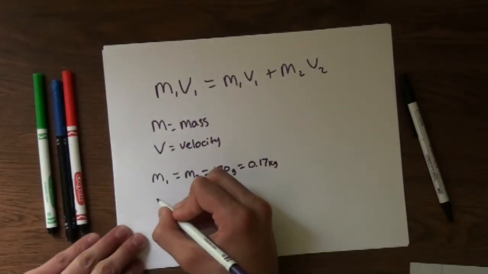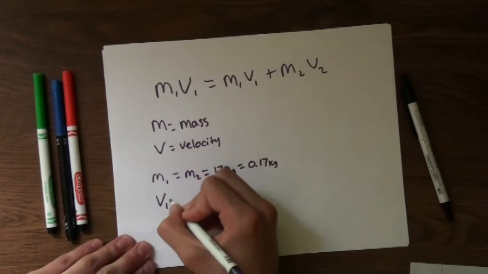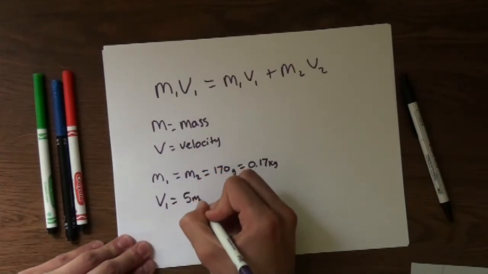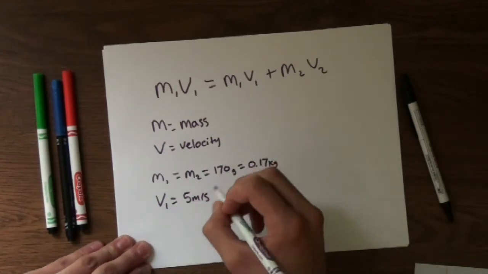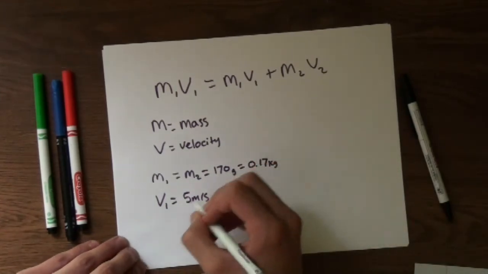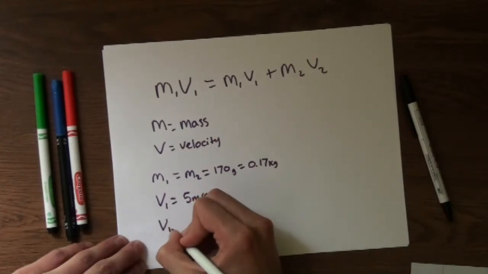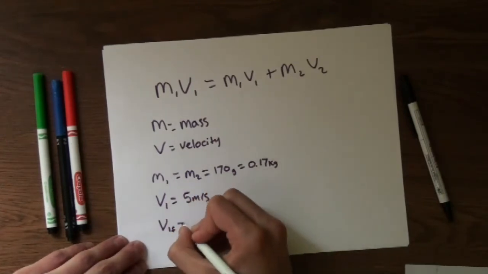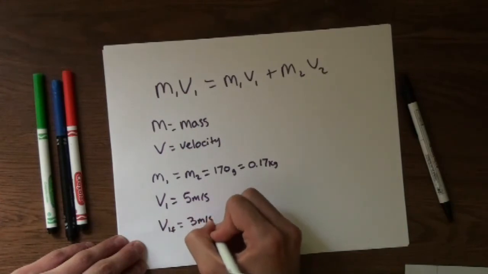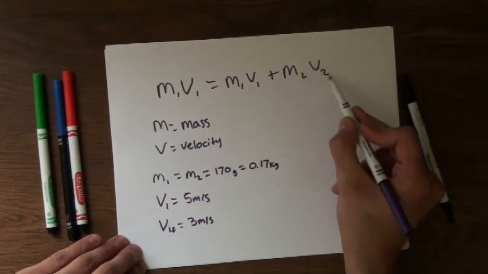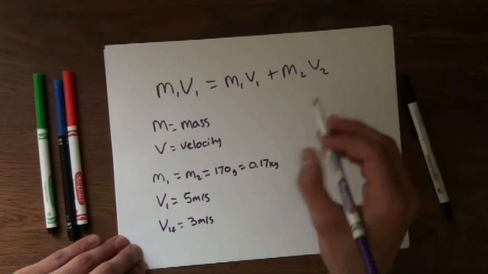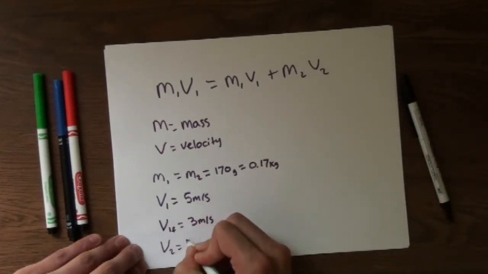Also in this equation, we know that the cue ball traveled at 5 meters per second at first, so V1 equals 5 meters per second. We also know that after the collision, the cue ball travels at 3 meters per second, so it slowed down, so V1 final is equal to 3 meters per second. Now, what we need to find out is how fast the 6 ball moved after the collision, which is V2.